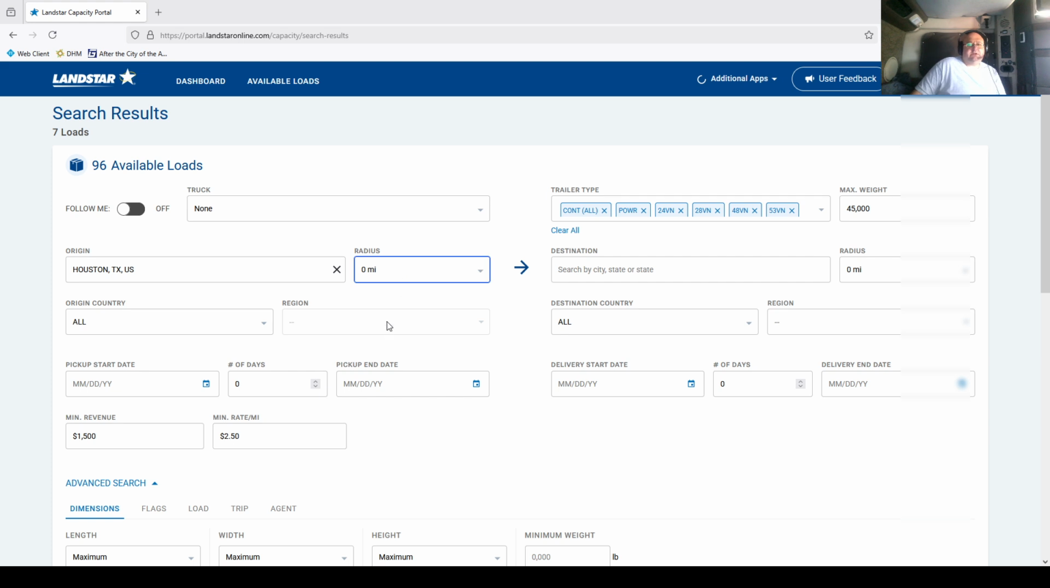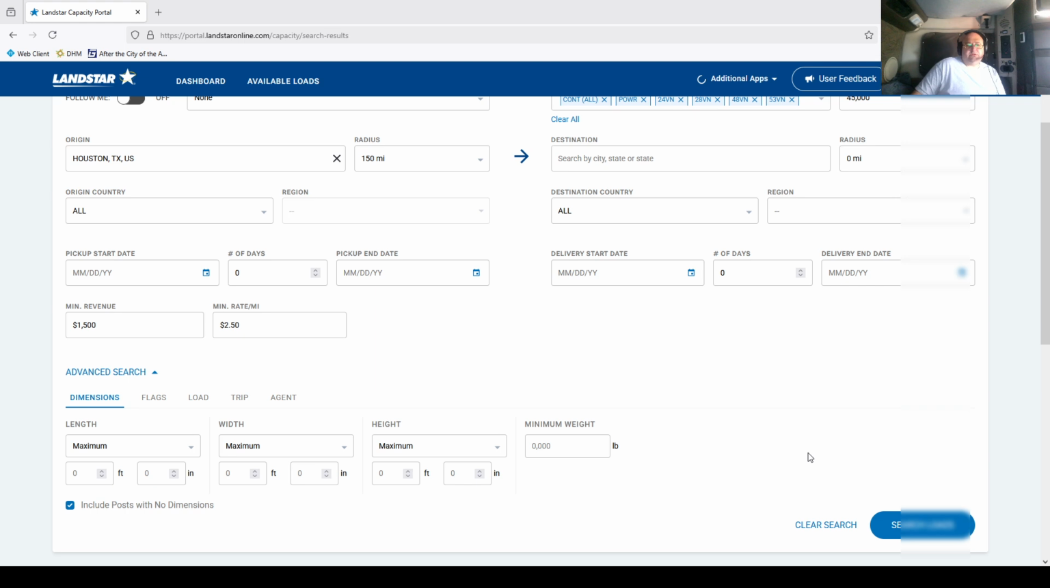96 loads, but let's do a search radius of 150 miles. I think that might actually get the Dallas market as well. I'm not sure how far it is between Houston and Dallas, but let's just leave it at 150 miles. That's a lot of loads. 246 loads to look through. We're not going to look through all those loads.